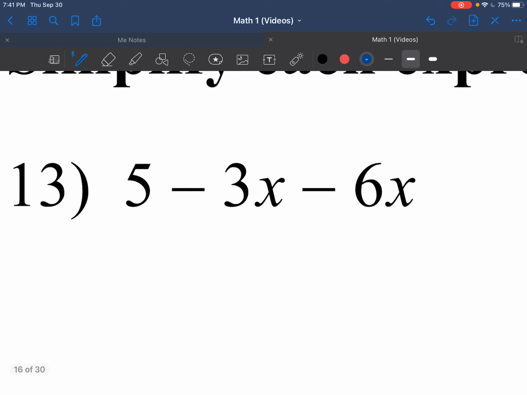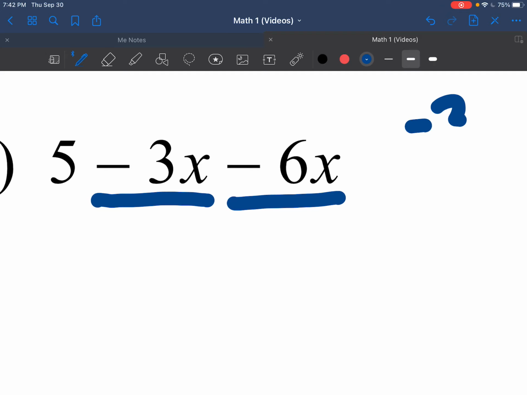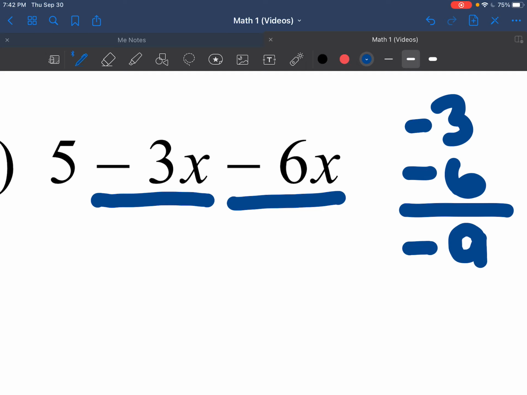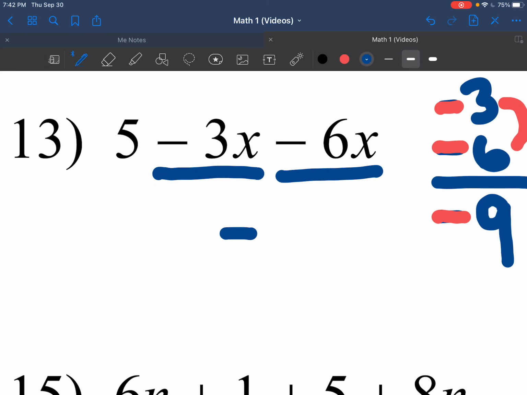So let's look at 13. Who's got the same variable part? Well, -3x minus 6x does. So think about this, what is -3 minus 6? Well, if I have a negative and I'm subtracting more, it becomes more negative. So we have a bigger negative number, which is negative 9. So because of these negatives, I know I'm still going to have a negative answer when I'm adding or subtracting. So I just added the number part. 3 plus 6 is 9. And there we got negative 9. So when we start simplifying this, this is a negative 9x.